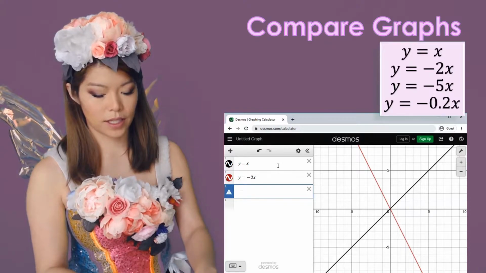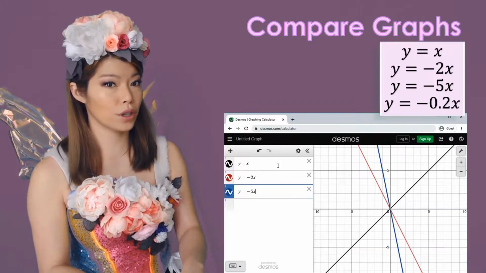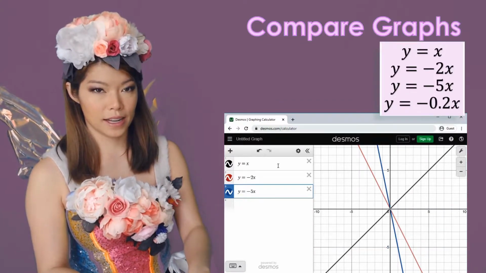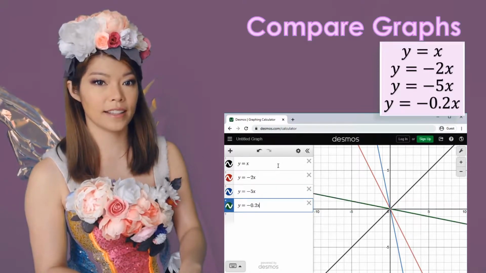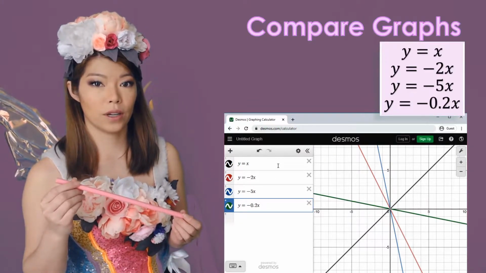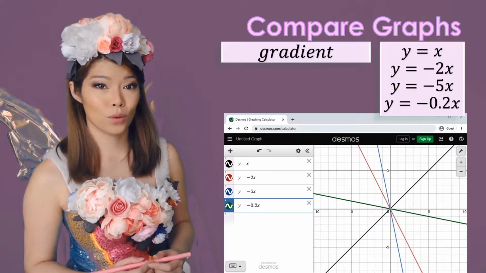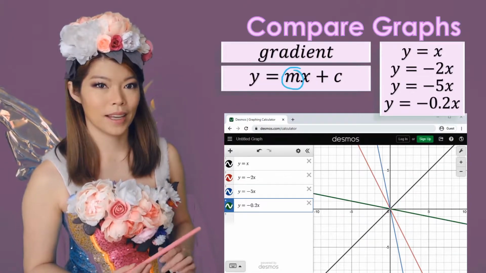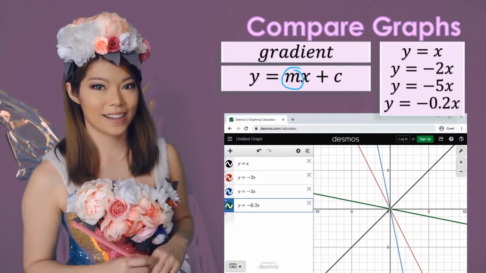Y equals negative 5x is also going to be negative, but this time a lot steeper, so more vertical. And then lastly, y equals negative 0.2x is also going downwards. It's negative, but this time is shallow. It's not so steep. So we can use Desmos to quickly look at the gradients and compare what they look like. So remember, the value we change is m, or in other words, the gradient.